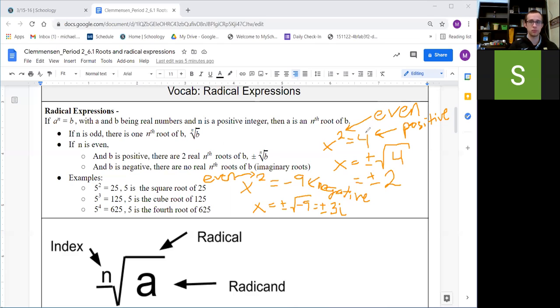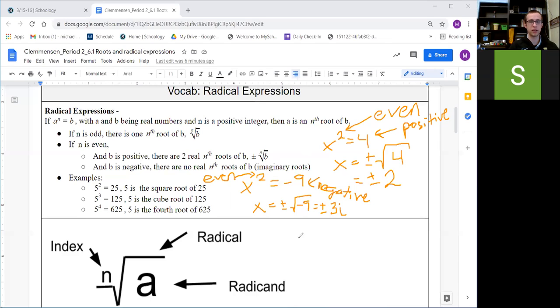If it's even and the other number is positive on the other side, like this 4, we get the plus or minus just like we're used to with the square root. If it's even and it's negative, then we get our imaginary roots. Now we have one more thing that we're going to talk about today. It's kind of the new part, which is the odd part.